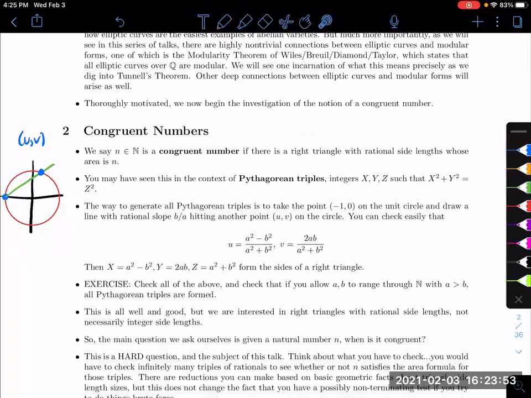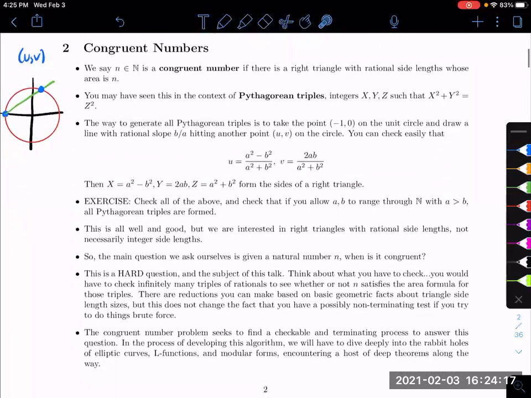Check that if you take this right here, and you allow a and b to range throughout the entire set of natural numbers, with the only restriction being that a is bigger than b, then you don't just generate some Pythagorean triples, you generate all of them. Okay. So that's the Pythagorean triple problem.